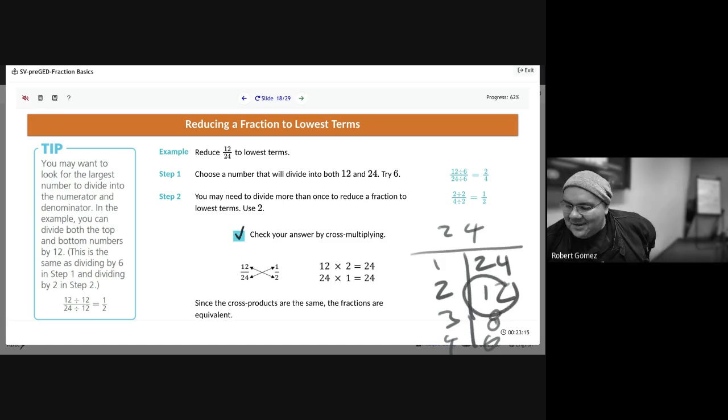We found this is the highest number that will go into both. So Lorena, see, look what we did there. That's the highest number that will go into both. That's kind of cool, huh?